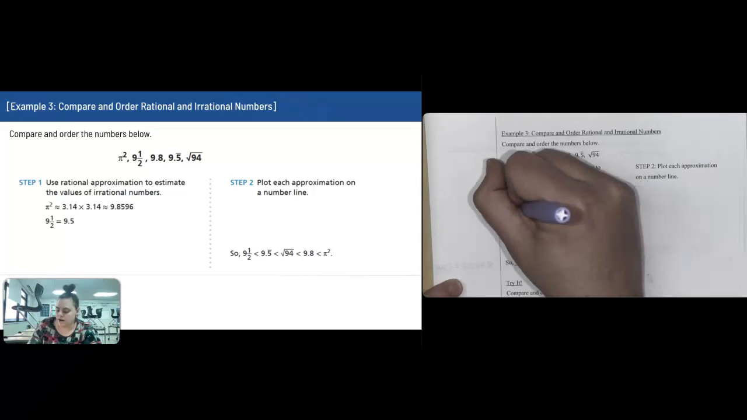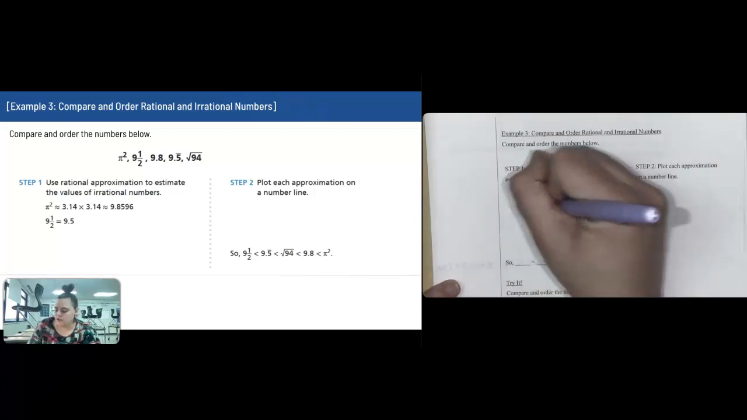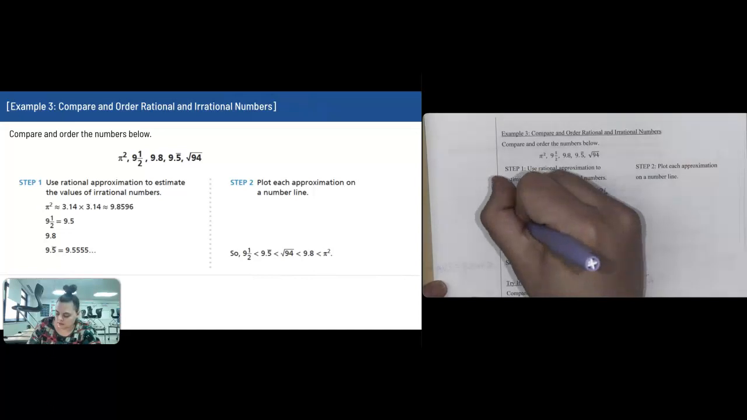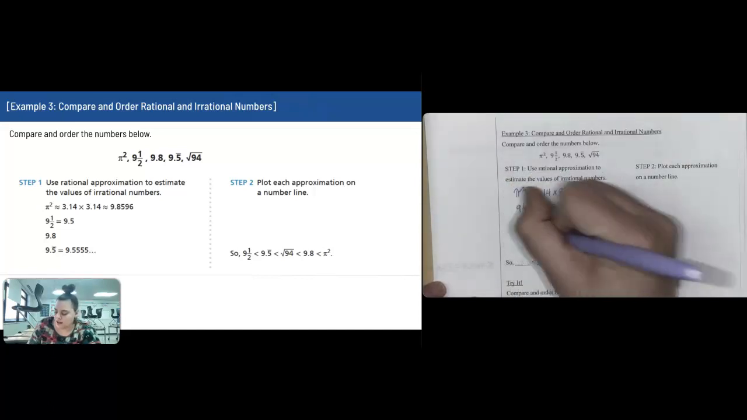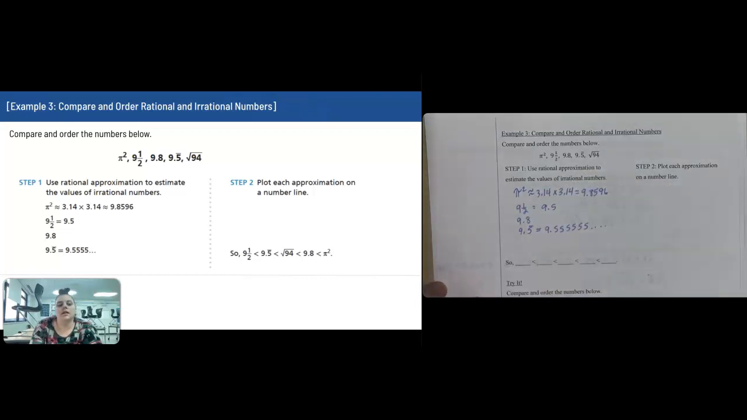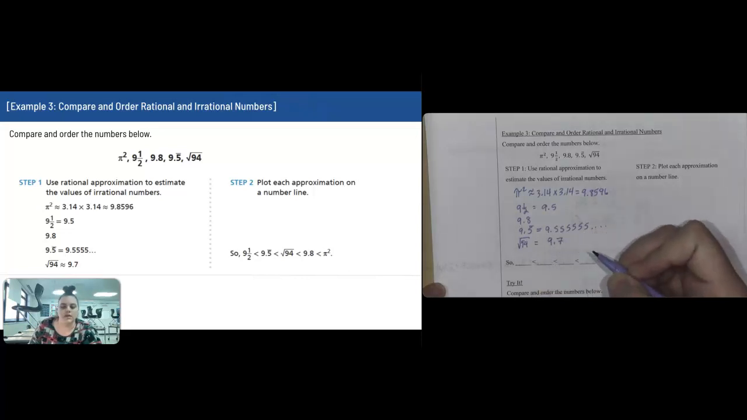We can rewrite the fraction as a decimal, 9.5. The 9.8 we don't need to rewrite. The repeating decimal, we know that is 9.55555, on and on. And the square root of 94, we can approximate the same way we have been doing, and we would get about 9.7.